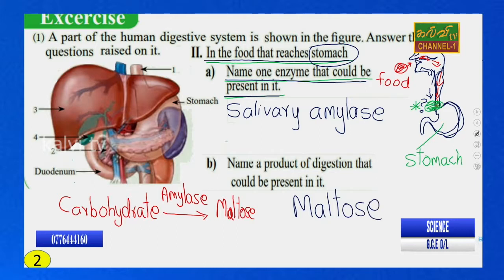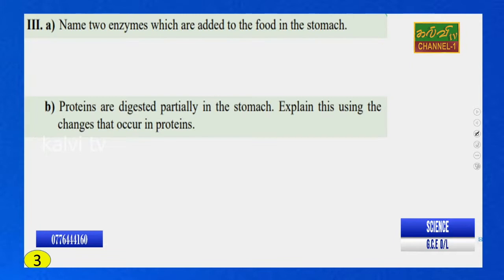So this is the second question, name the product of digestion that could be present in it. Next question. You don't need to write the equation for this question. I just explain what the carbohydrate is and that it is converted into maltose, right? Name two enzymes which are added to the food in the stomach. Now they are focusing the question. There are two enzymes, right?